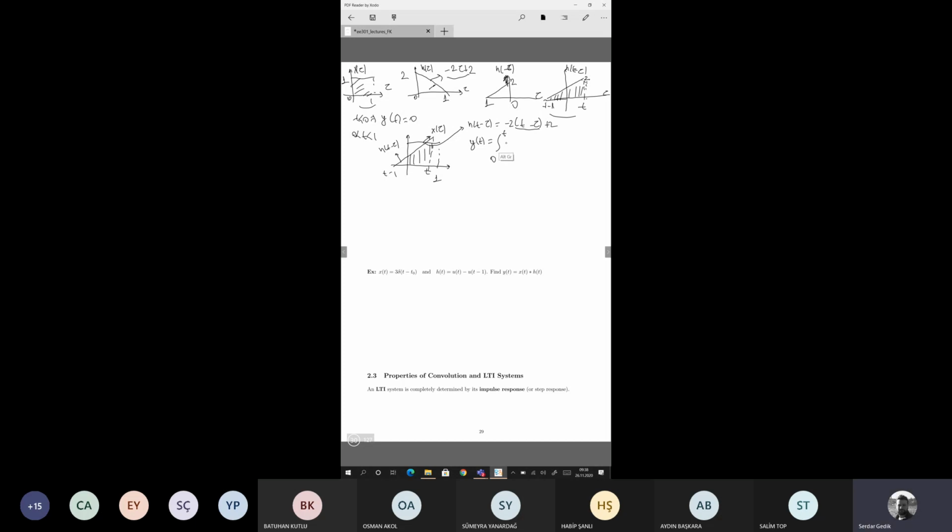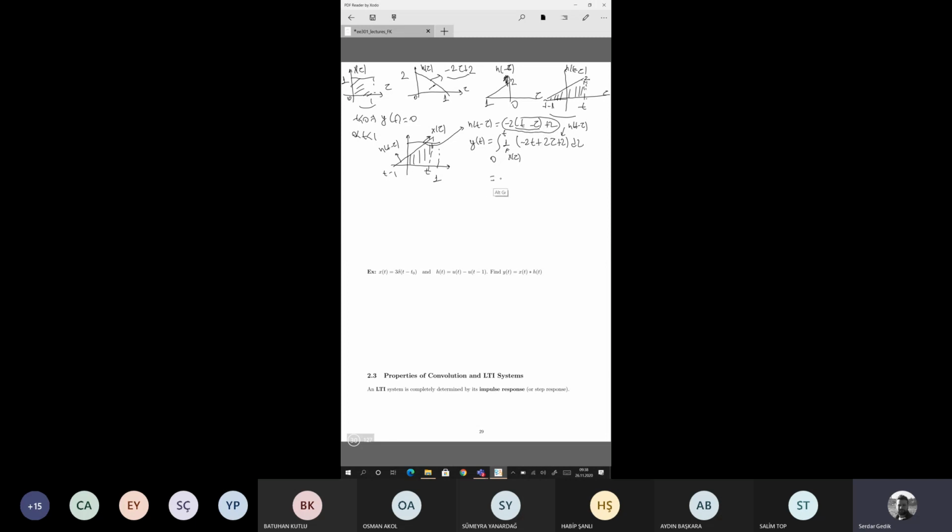x of tau is simply 1. It is 1 here, times simply minus 2t plus 2 tau plus 2 d tau. So this is h of t minus tau, this is x of tau, and h of t minus tau is simply this formula here. So this is my result.